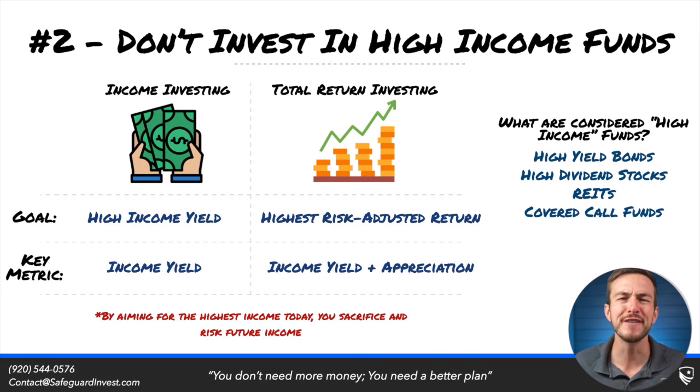Rule number 2, don't invest in high income funds in your taxable account. Many investors believe their investment strategy needs to shift completely when they retire. They go from wanting growth in the accumulation phase to now feeling like they need to generate income in order to live on in retirement. When income becomes the focus, too many people fall into a trap of investing primarily based on income yield. Funds with high dividend yields are preferred. Bonds that generate higher interest become more attractive, and so on.